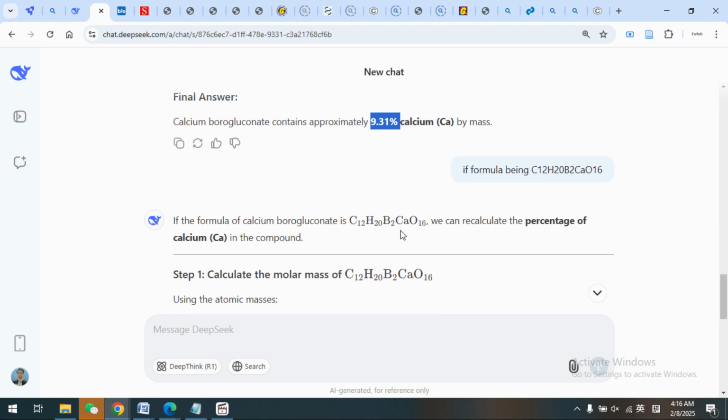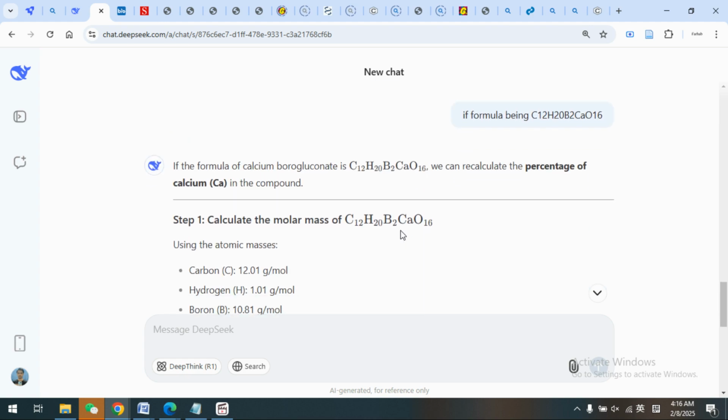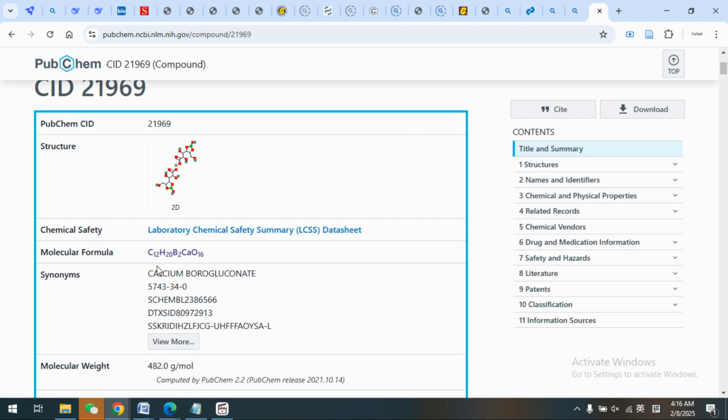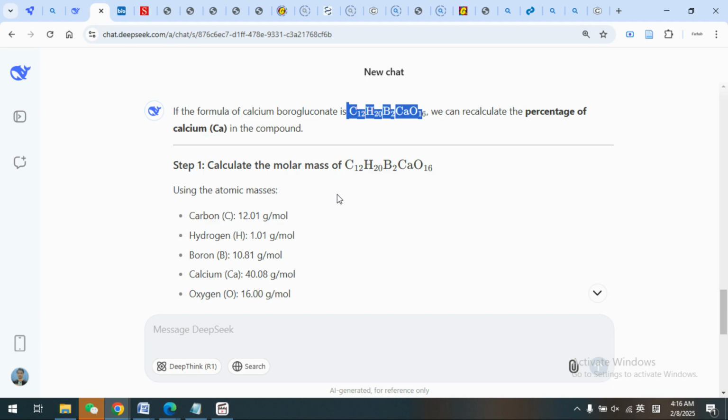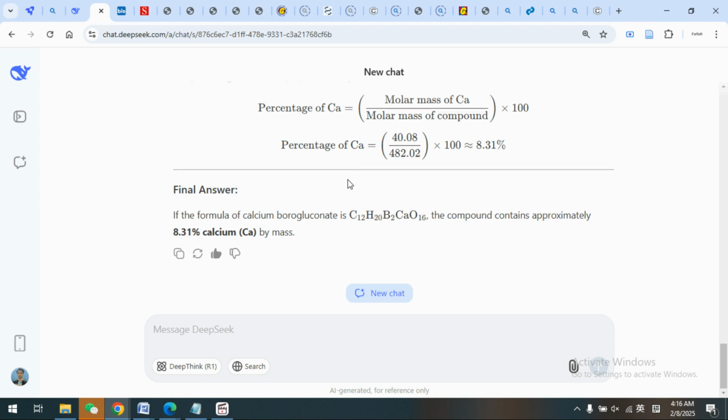Then we corrected the AI bot that the formula of calcium borogluconate is that one, and we checked that through PubChem. We copied it from PubChem and told the AI bot to do the calculation now, and later on it did the correct calculation: the percentage of calcium atom in the calcium borogluconate molecule is 8.31%.